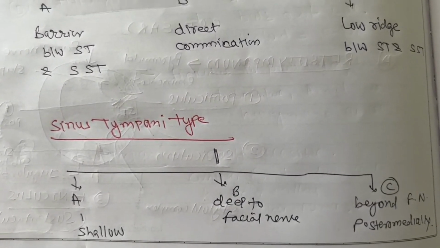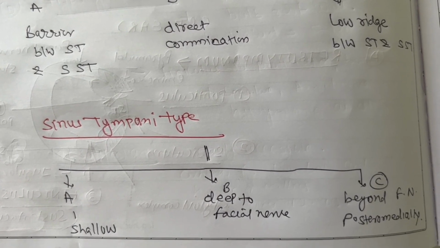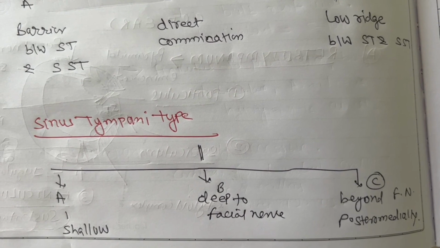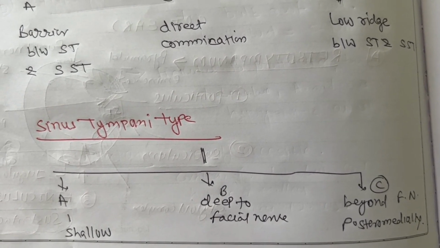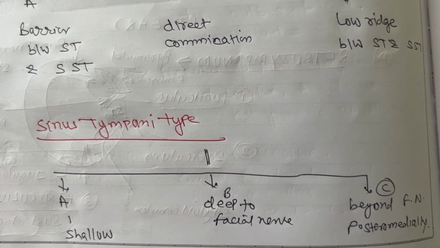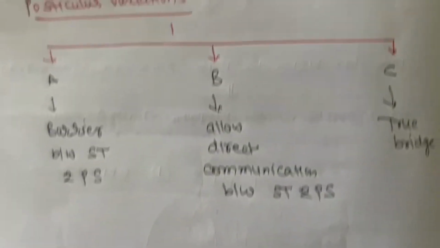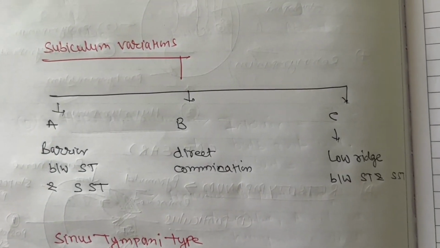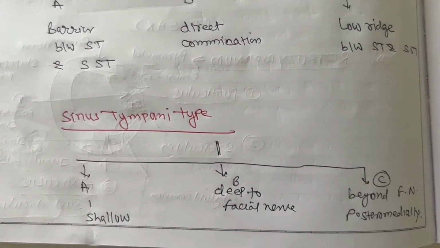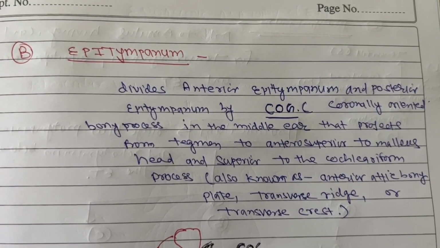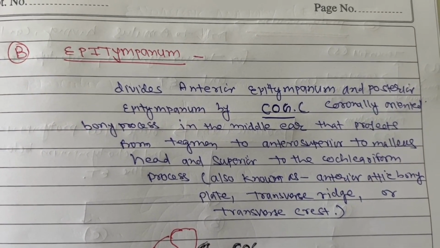And the sinus tympani may be of three types. It may be shallow, it may be deep, going to the facial nerve, or it may extend beyond the facial nerve posteromedially. So three types of sinus tympani can be seen in the middle ear. These crests and sinuses are mainly situated in the retro- and hypotympanic areas.